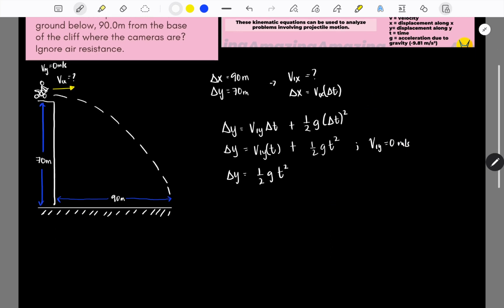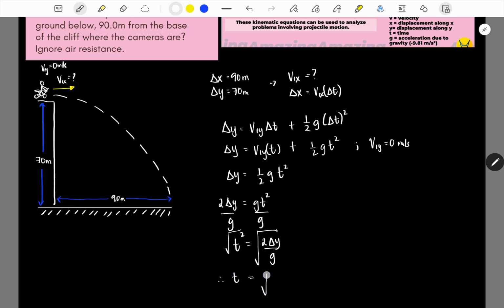Now that our equation is a little shorter, we can derive time. To derive time, you just have to cross multiply, and you'll have 2 delta y equals g t squared. Then finally divide by g, and t squared will be equal to 2 delta y over g, and then extract the square root. Thus, our final equation for time is the square root of 2 delta y over g.